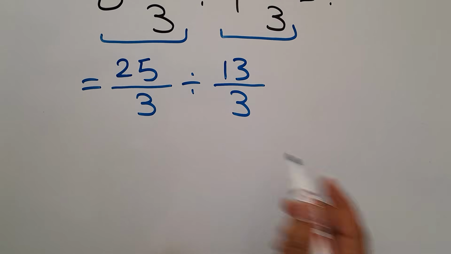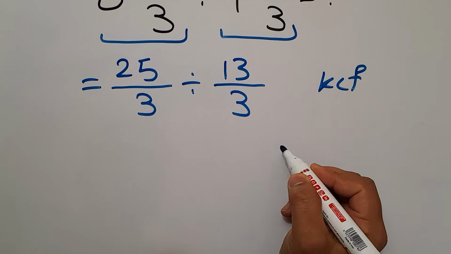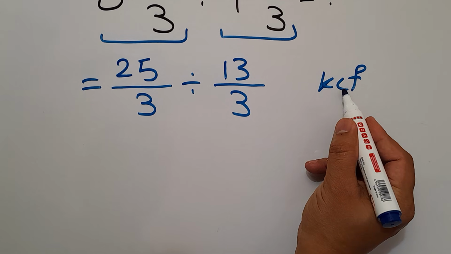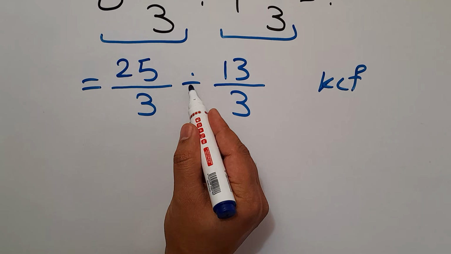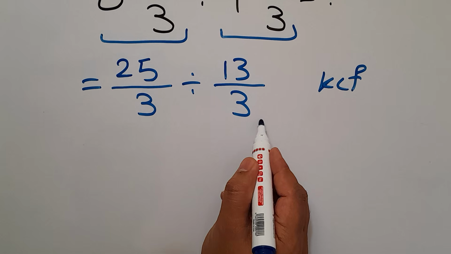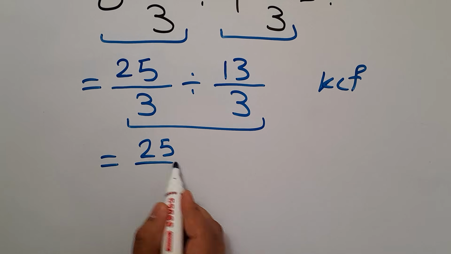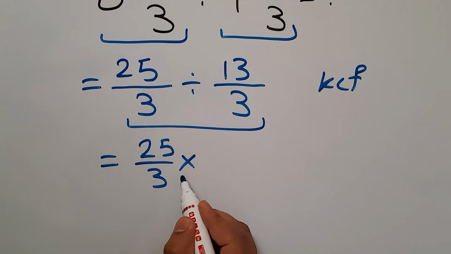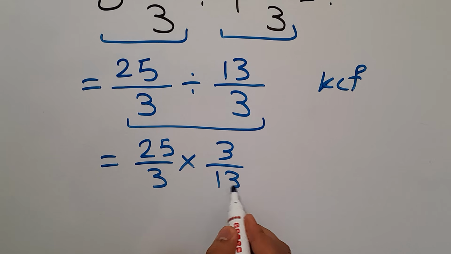Now we can apply the KCF rule. K stands for keep, C stands for change, and F stands for flip. Keep the first fraction, change division to multiplication, and flip the second fraction. So we can write 25 over 3 times 3 over 13.